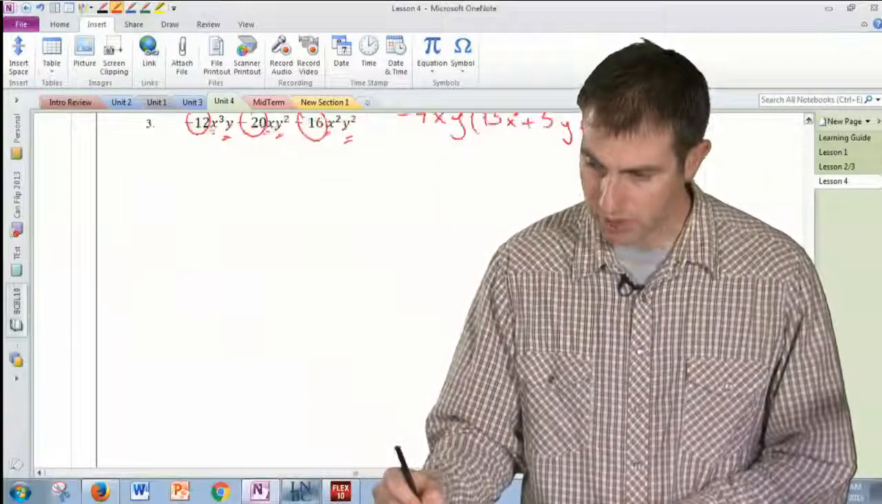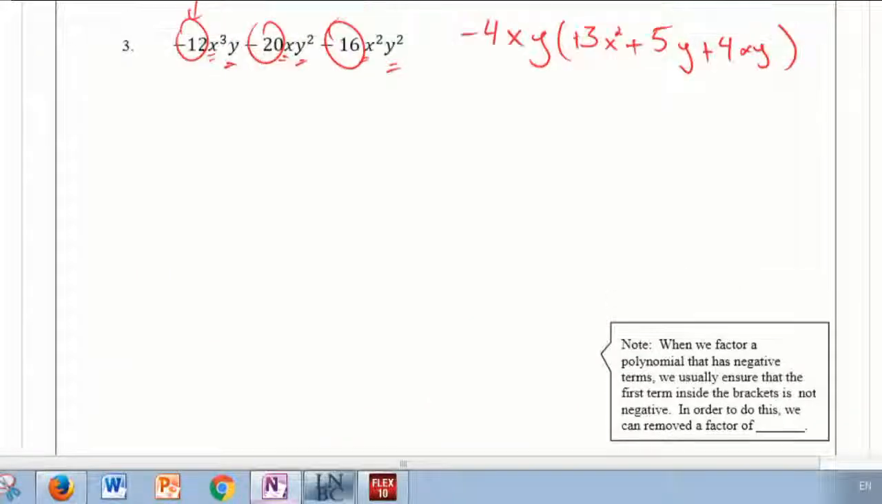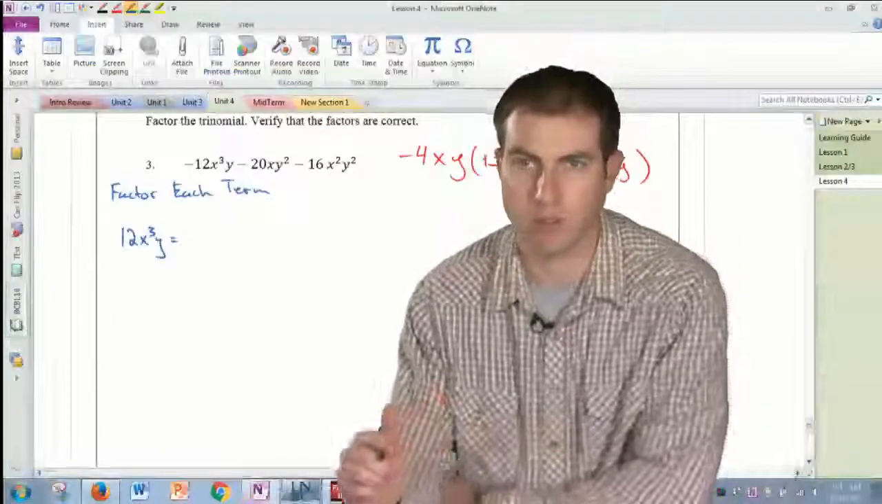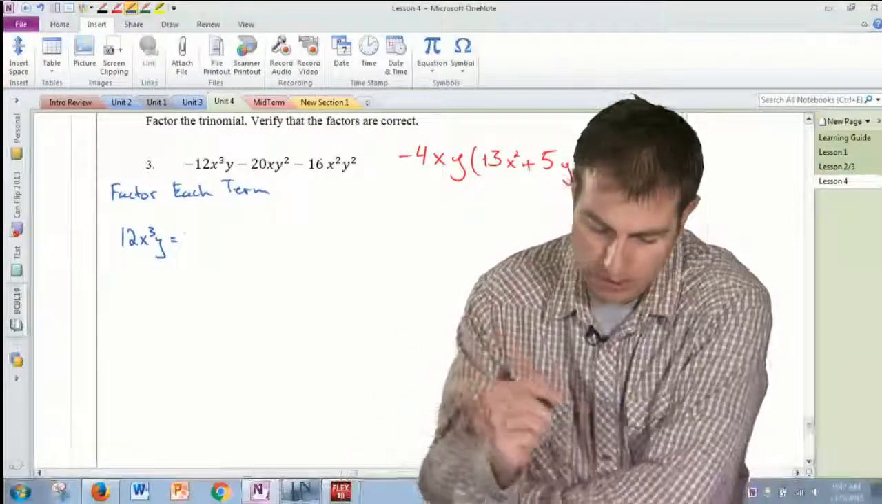So let's look at our terms here. Let's look at the method we've been doing. Just going to clean this up. What we're going to do to start is factor each term. The process is exactly the same as what we've been doing. I'm going to forget the negative 12 for right now and just write it as positive 12x cubed y. What are the factors of 12x cubed y? How do we get the prime factorization of that?